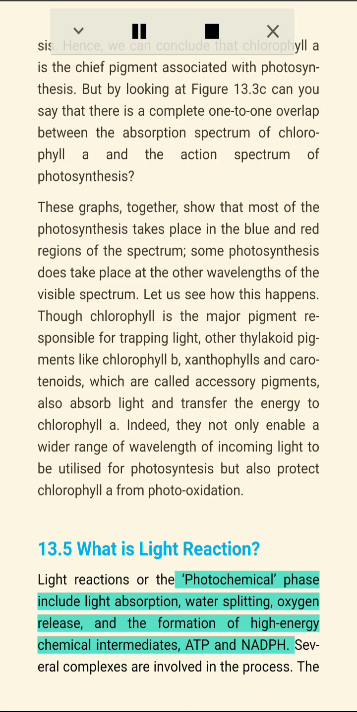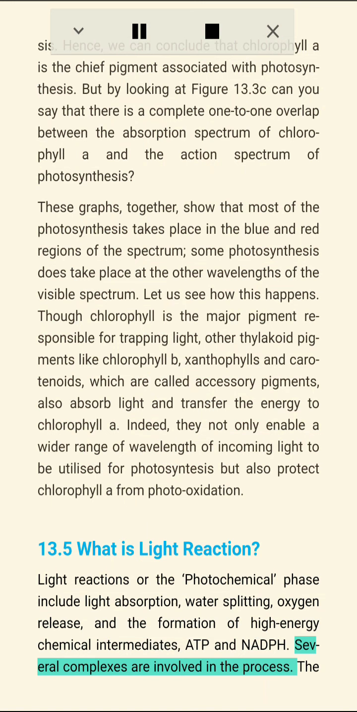13.5 What is light reaction? Light reactions, the photochemical phase, include light absorption, water splitting, oxygen release, and the formation of high-energy chemical intermediates, ATP and NADPH. Several complexes are involved in the process.